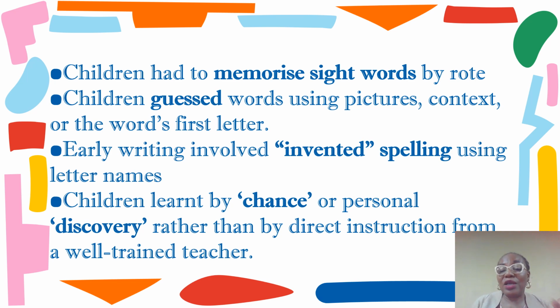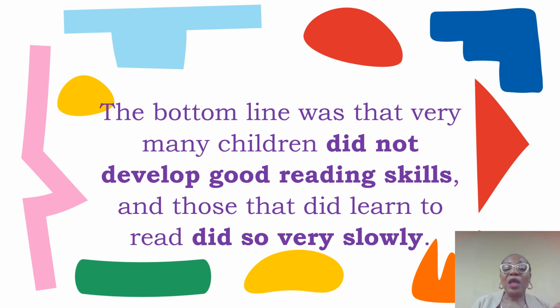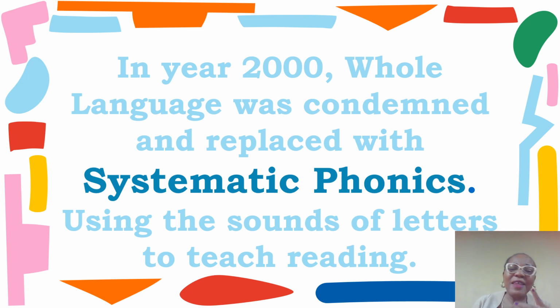Children ended up learning by chance or by personal discovery rather than any kind of directed instruction by a trained teacher. The bottom line in that kind of situation is that even though the children might eventually learn to read, they didn't develop good reading skills, and those who did learn to read learned very, very slowly. Then around the year 2000, whole language was condemned and replaced with systematic phonics.